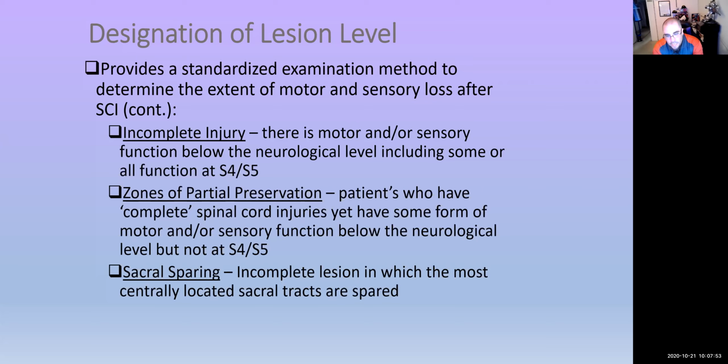And then there's this term called sacral sparing. This is an incomplete lesion in which the most centrally located sacral tracts are spared. So everything at the sacrum, everything S1 through S5, is spared.